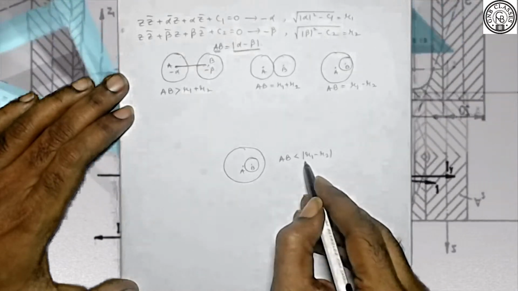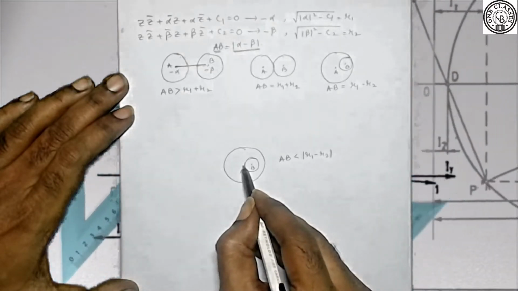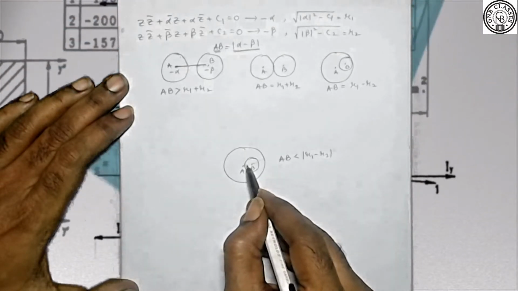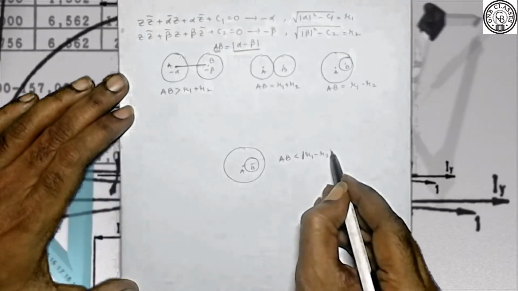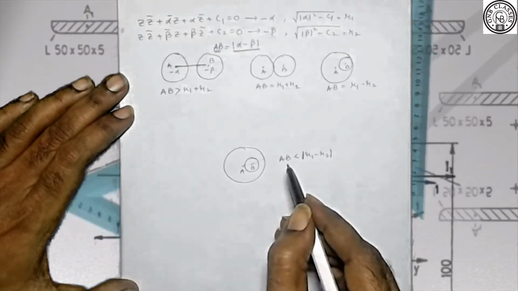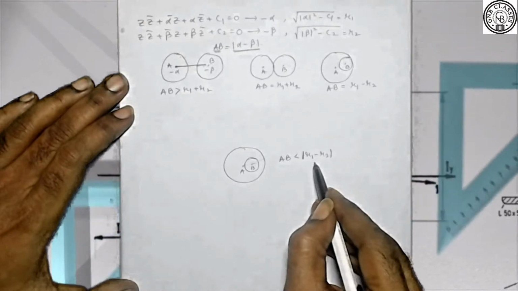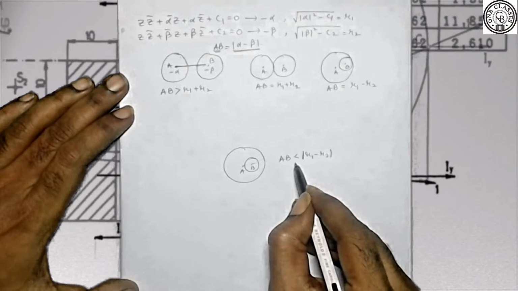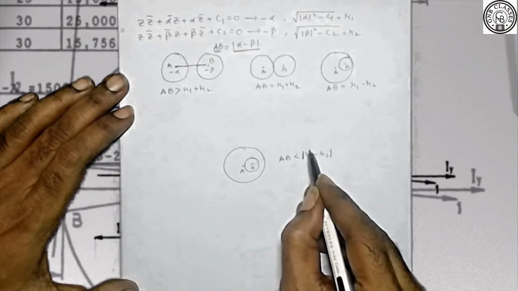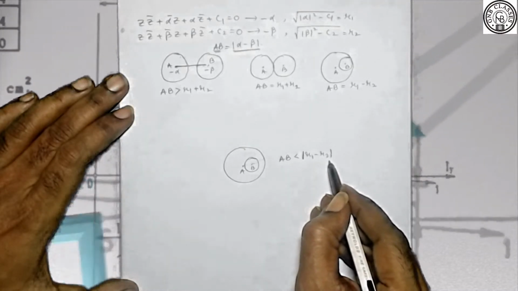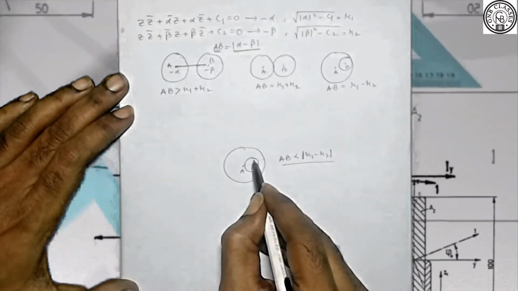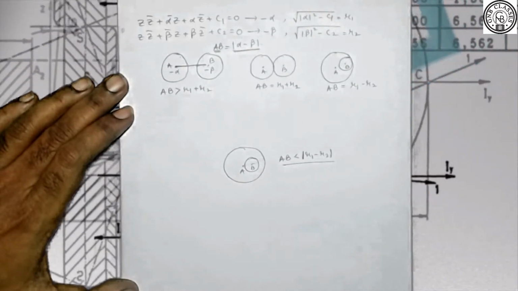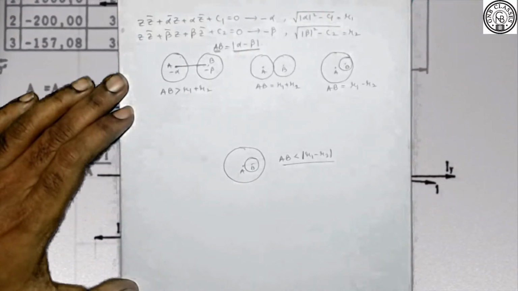Why have I taken the mod? Because I don't know which one is larger, though we have considered that this radius is R1 and this radius is R2. It may so happen that you take the reverse one. In that case also, we are only calculating the positive value of the difference of their radii. Now, if you find that AB is less than mod of R1 minus R2, then we will say that one circle is inside the other circle. Is this concept clear or not? Tell me very fast. Have you understood this?